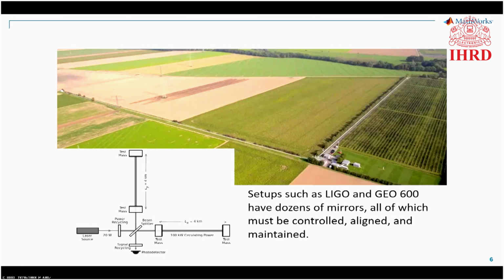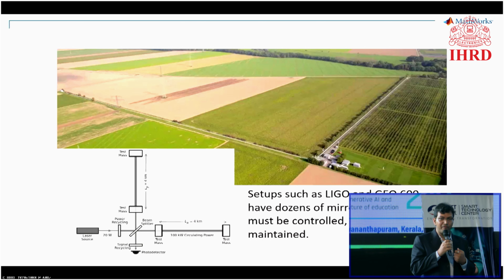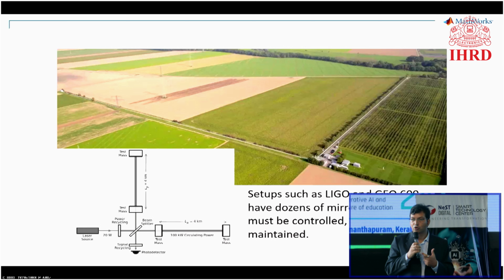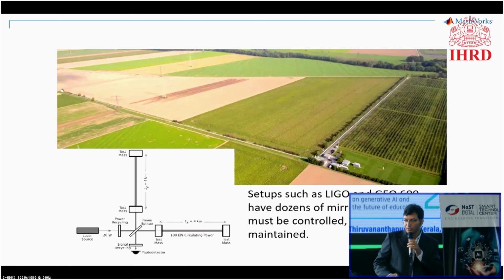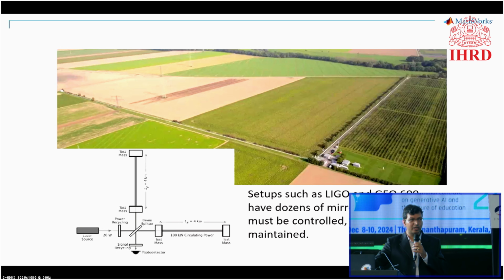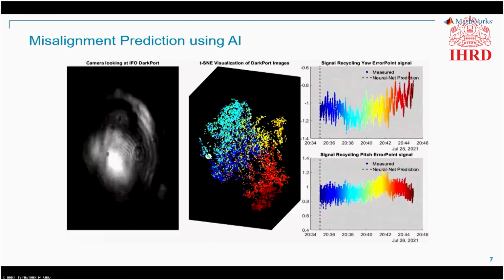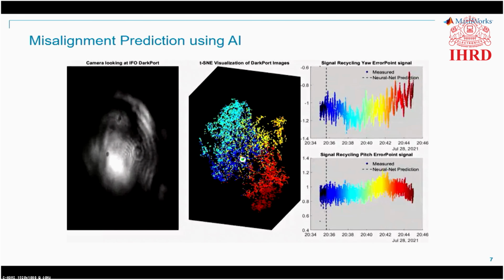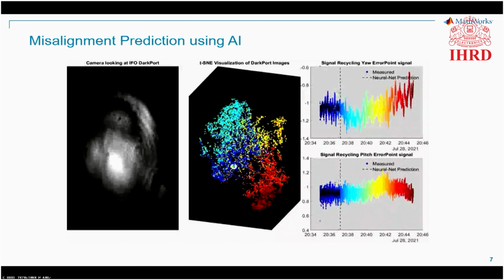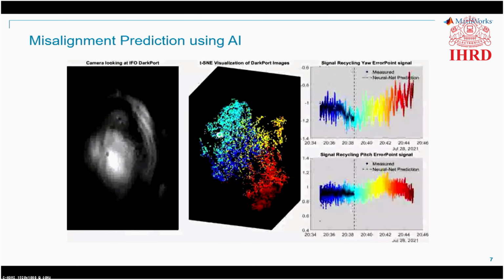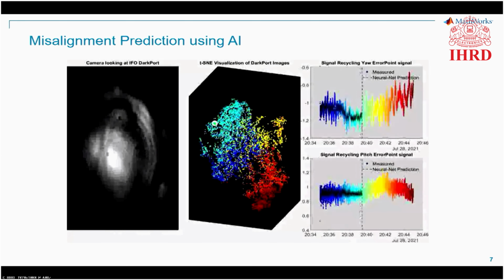So these sorts of systems have to be controlled and aligned very accurately, and our capabilities in doing this are actually not that great. So what they have done is come up with reinforcement learning, where they look at the video images, the interference patterns. From the interference patterns, they have an AI that identifies the misalignment of the mirrors.